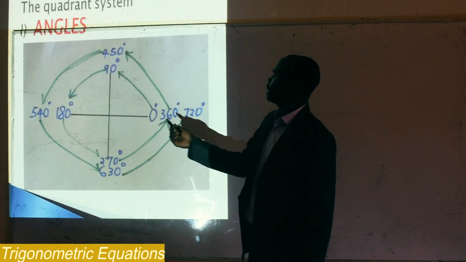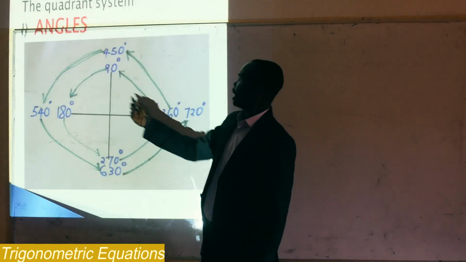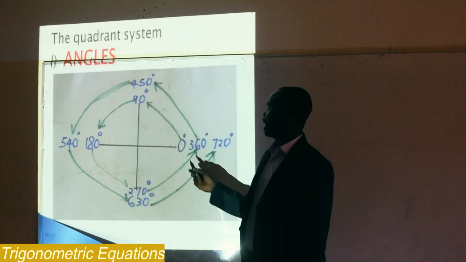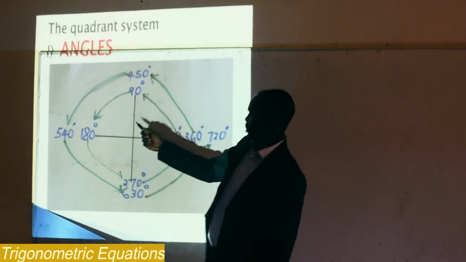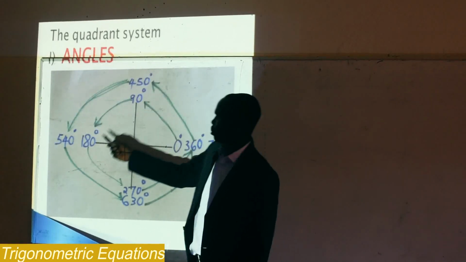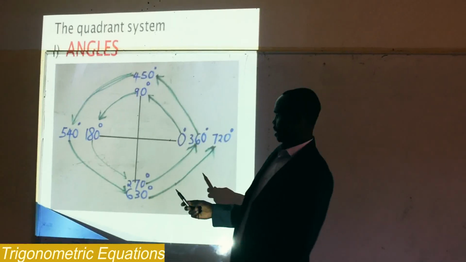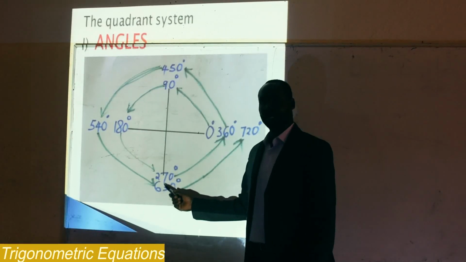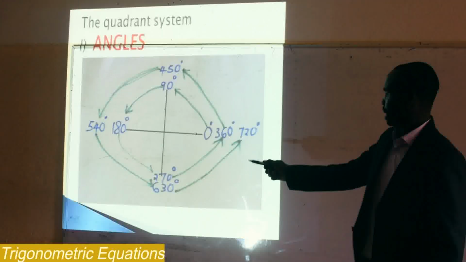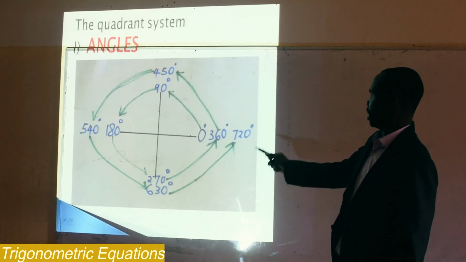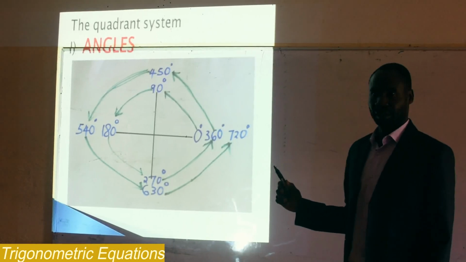So the angles between here and here in the first quadrant are 0 to 90. The angles in the second quadrant are 90 to 180. The angles in the third quadrant are 180 to 270. And in the fourth quadrant, the angles are 270 to 360.